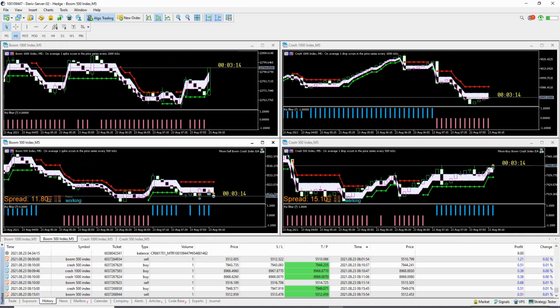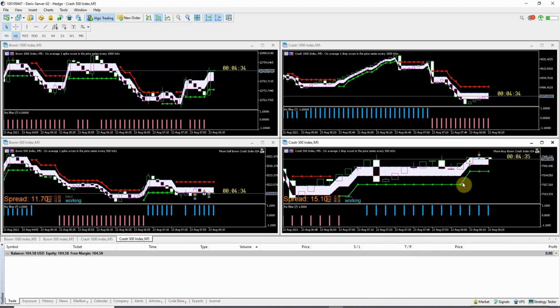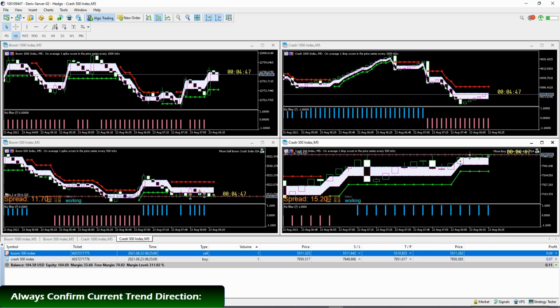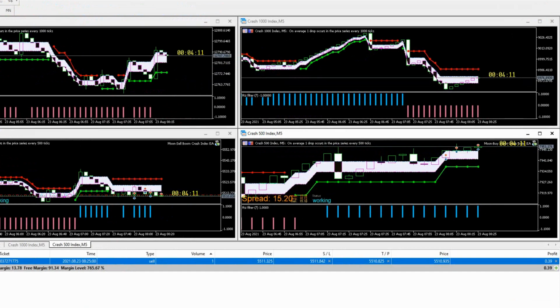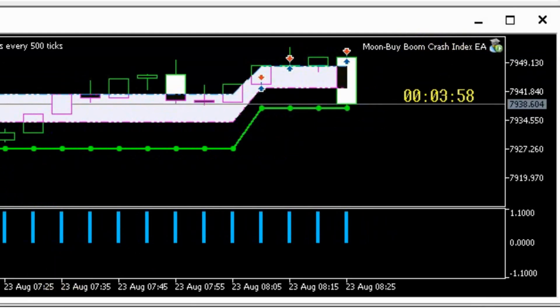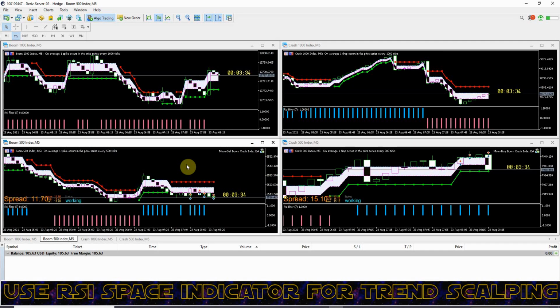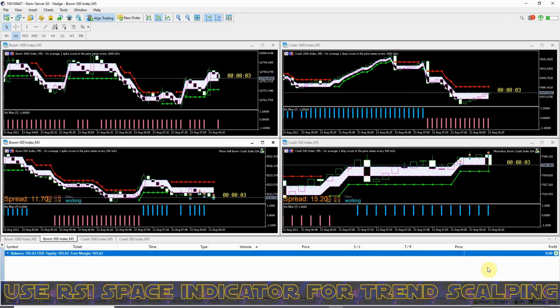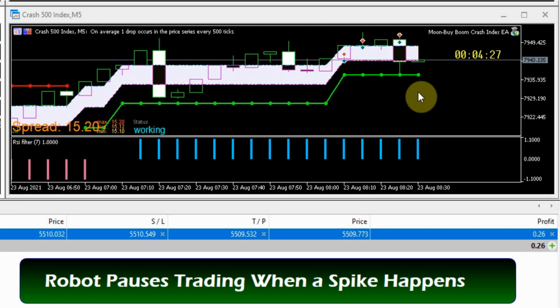On the charts, I'm running the sell robot on boom 500 index chart and the buy robot on crash 500 index chart. I confirm the trend with the Renko adaptive trend indicator. The robot opens a new trade after every 5 minutes. Trading with the trend doesn't necessarily mean a spike will not happen, but the magnitude will be small when it happens in most cases. It's recommended to run the robots when the RSI space filter indicator is also following the trend. Less spikes happen. When a spike happens, the robot will pause taking the trade in the next 5 minutes, like it has happened in crash 500 index.